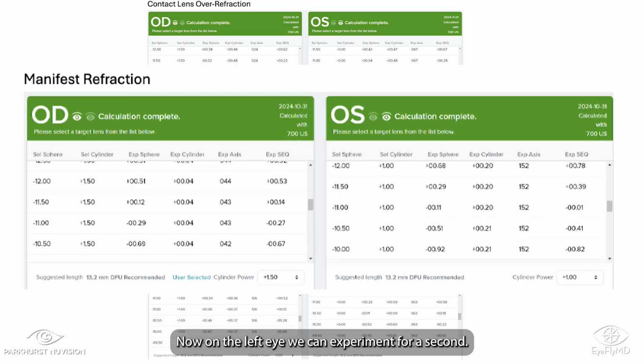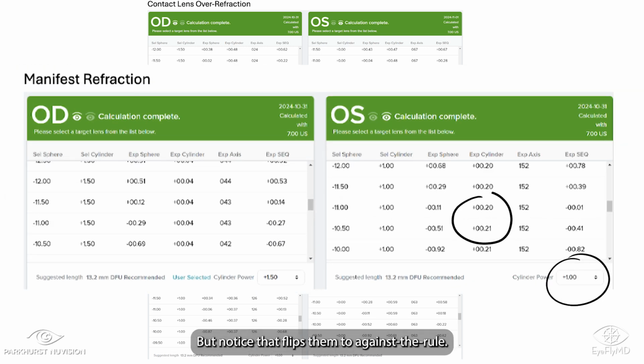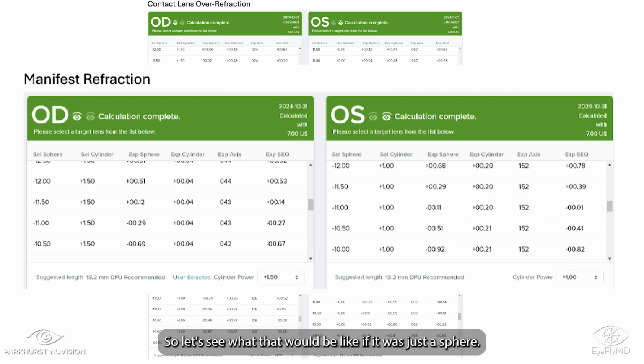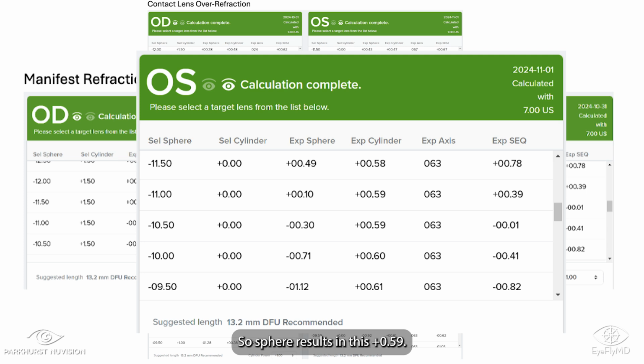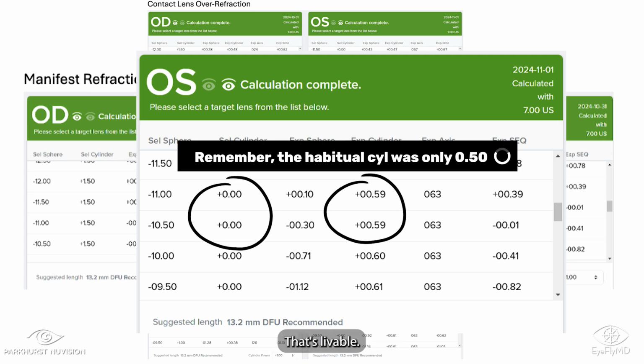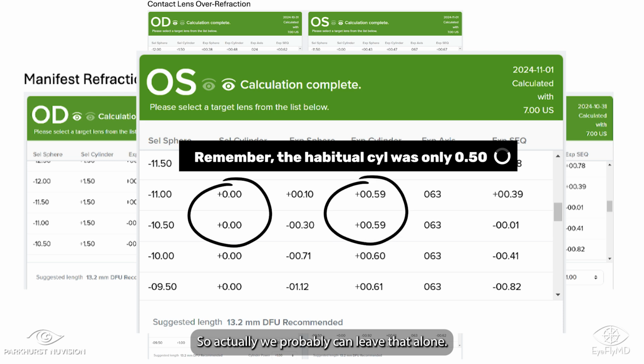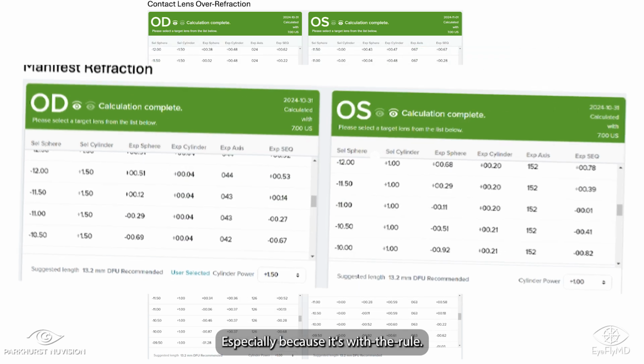Now on the left eye, we can experiment for a second. We can choose that +1 cylinder power, but notice that flips them to against the rule. So let's see what that would be like if it was just a sphere. So sphere results in this plus 0.59. That's livable. So actually, we probably can leave that alone, especially because it's with the rule.